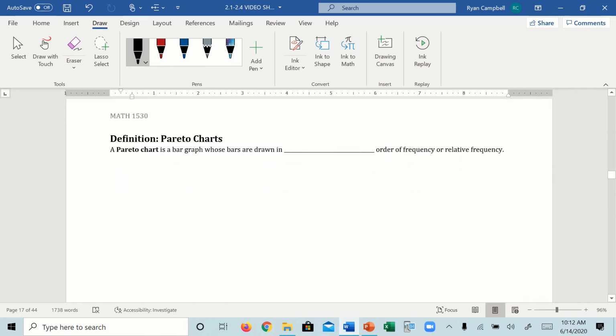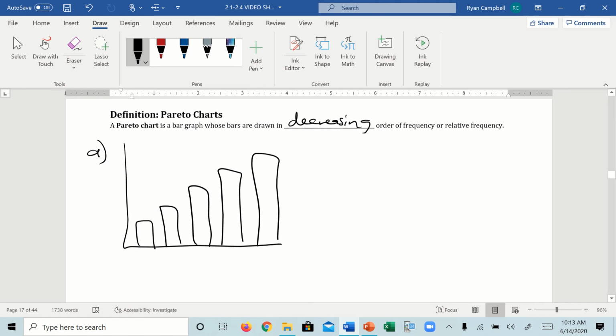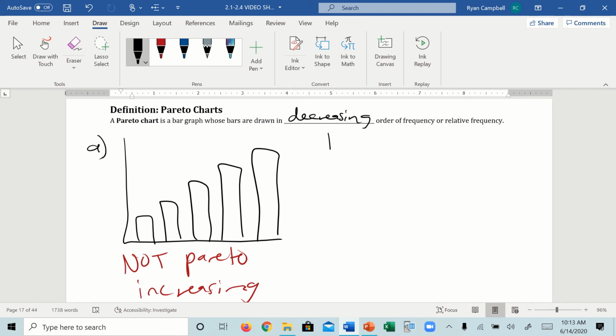All right, so first thing we've got to talk about is a Pareto chart. Pareto chart's super easy. It's a graph whose bars are in decreasing order. So would this be a Pareto chart? No, pretty easily. This is not a Pareto chart. Why? Because it's increasing. That's a no-go.